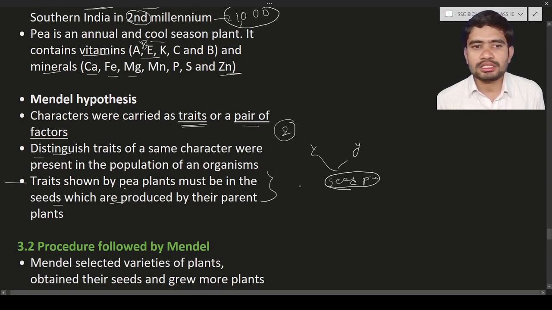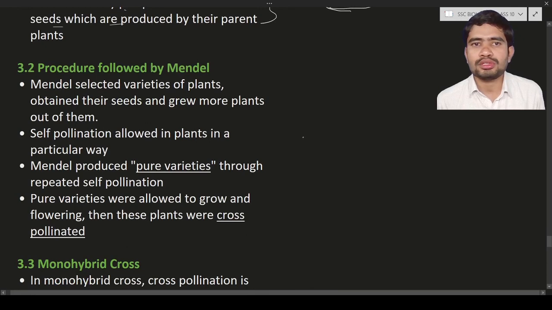Okay, so next is the procedure followed by Mendel. What procedure did he follow for his experiment? The first one is that Mendel selected varieties of the plants. Varieties means different characteristics in the plants, that is nothing but varieties of the plant. Based upon the seeds, he grew more plants out of them. So he took different varieties of the plants, he collected the seeds, and he grew more, and he produced many plants or many seeds.